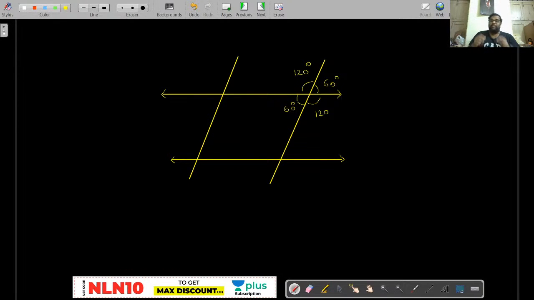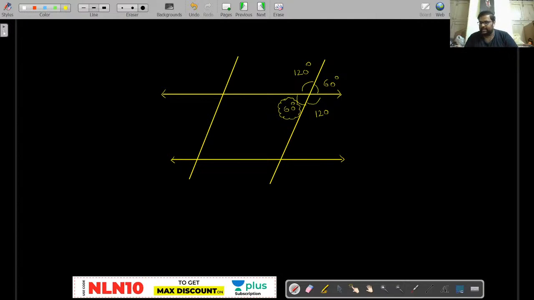Now when two parallel lines are dissected by a transversal, these are the secondary points that will be arising and you have to know them. Now what are the secondary points? Now observe here. Now this 60 degrees is nothing but an internal angle. Am I right or wrong?